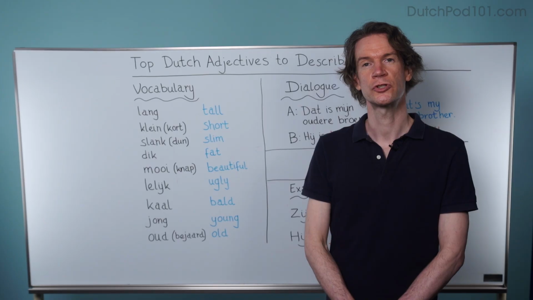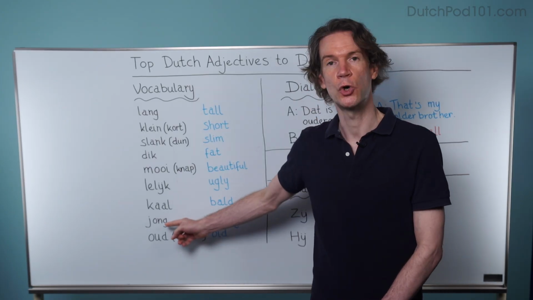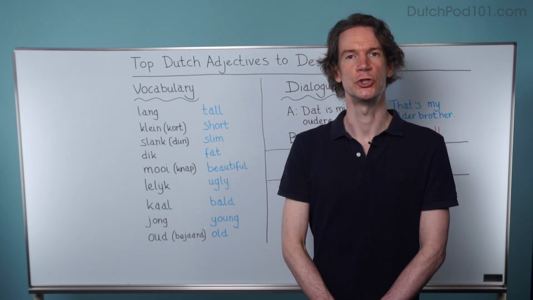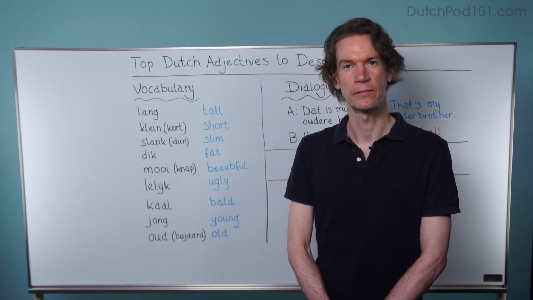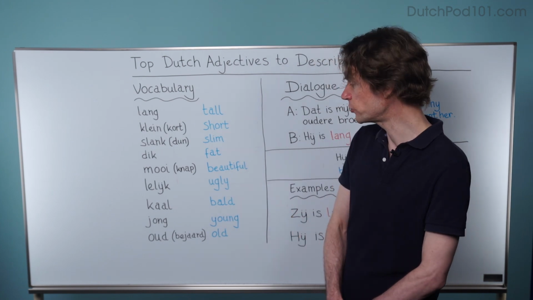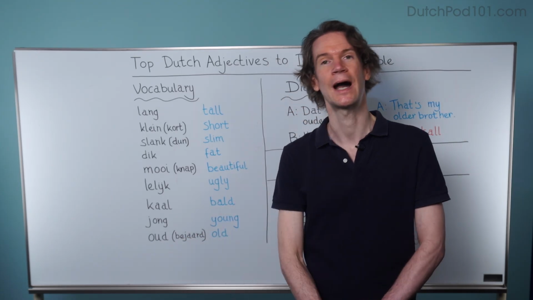Young in Dutch sounds very similar. Jong. Jong. And then finally its opposite, old, in Dutch commonly oud.